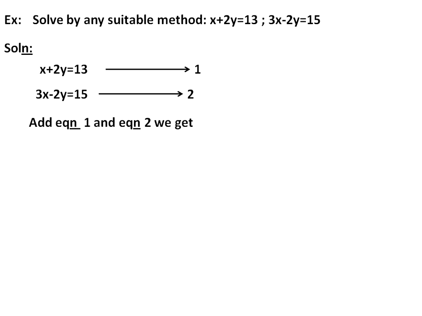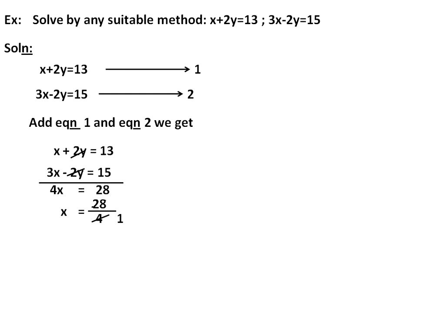Add equation 1 and equation 2. We have x plus 2y is equal to 13, and the second equation 3x minus 2y is equal to 15. So I have to add x plus 3x; 2y and minus 2y cancel. x plus 3x gives you 4x. 13 plus 15 gives you 28. 4x is equal to 28, x is equal to 28 divided by 4. 4 sevens are 28. So my x value is equal to 7.